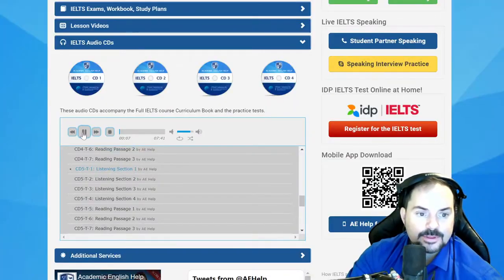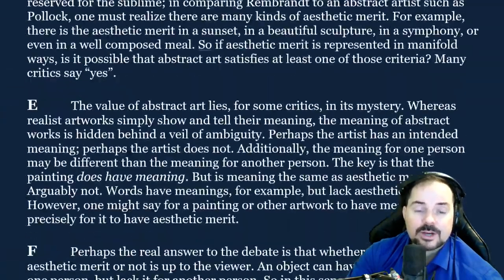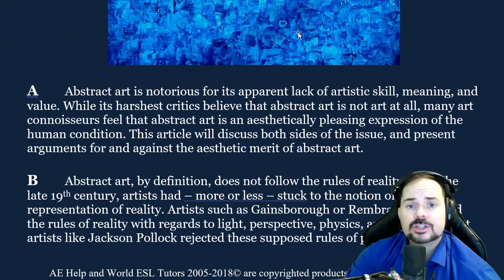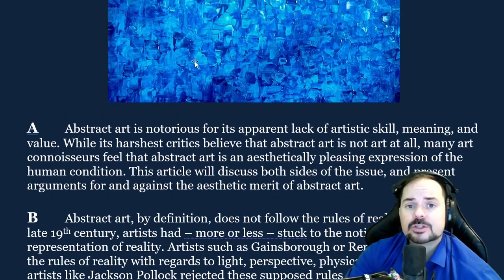Let me stop the audio there. So that's some nice fluent reading. Of course, the question is, how much did we understand? How well did we move along, not just with the words, but also with the coherence?